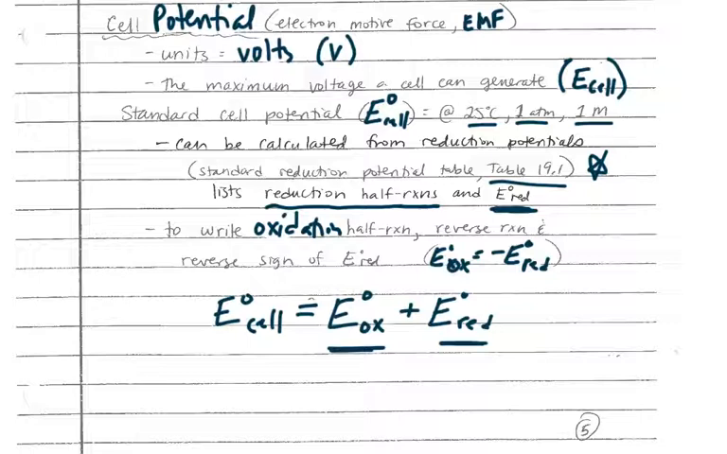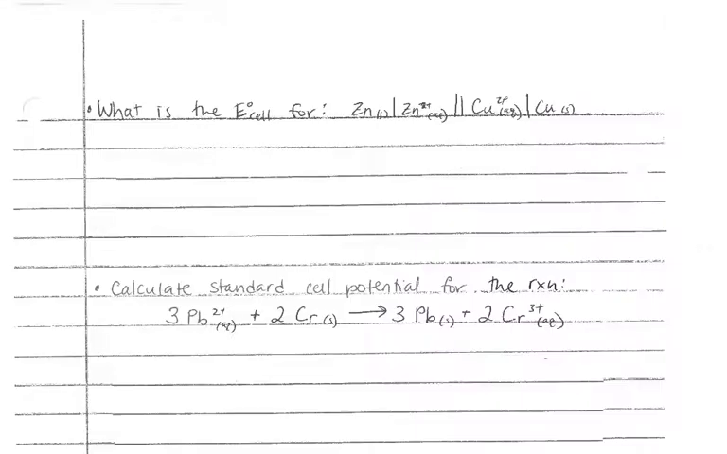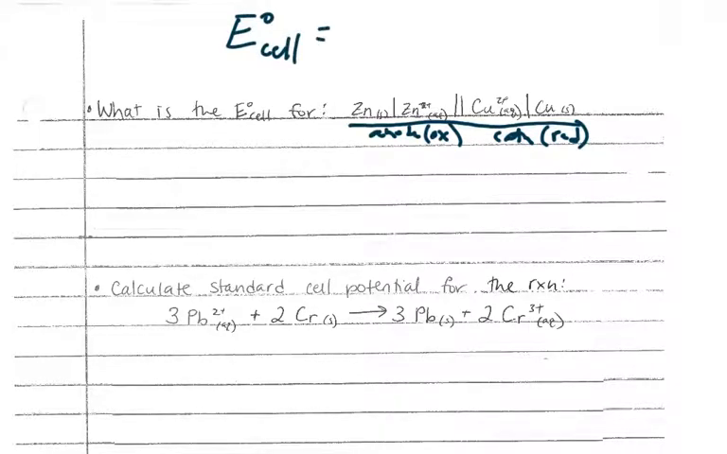And we add those together and we get the cell potential. So let's do an example reaction so you can see what I'm talking about. What is the E cell, the cell potential, for this galvanic cell here? So remember, this is the anode, and that's where oxidation occurs. And this is the cathode, which is where reduction occurs. All right, and let's just write this equation up here as our reminder. E cell equals the oxidation potential plus the reduction potential.